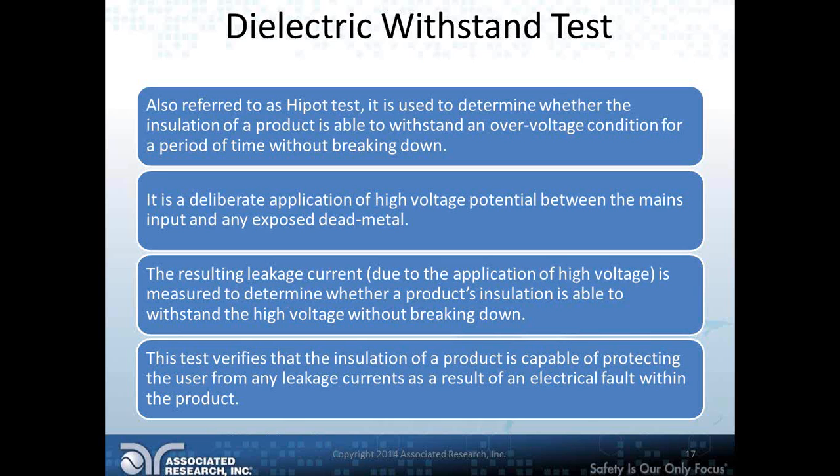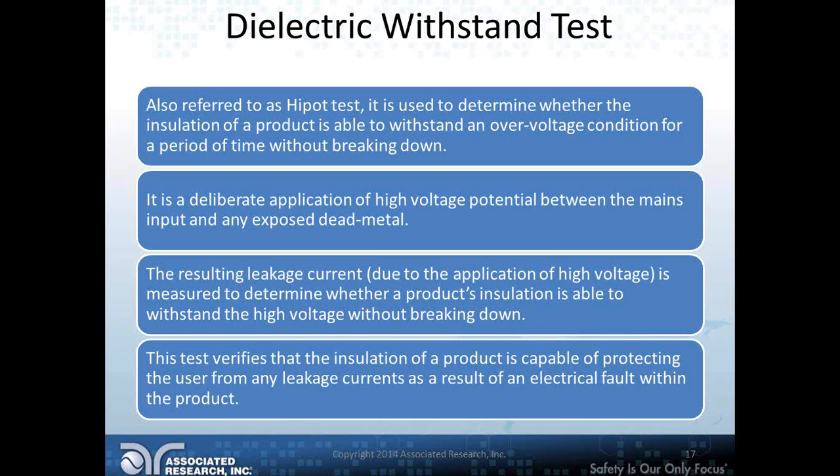Also referred to as a HIPOT test, this test is used to determine whether the insulation of a product will be able to withstand an overvoltage condition for a period of time without breaking down. Unlike a ground bond test where a high current is applied to the ground pin, this one is a deliberate application of high voltage potential between the mains input and any exposed dead metal of your product, meaning that there's a high voltage potential applied between the current carrying conductors of your product and the chassis ground to stress the insulation.